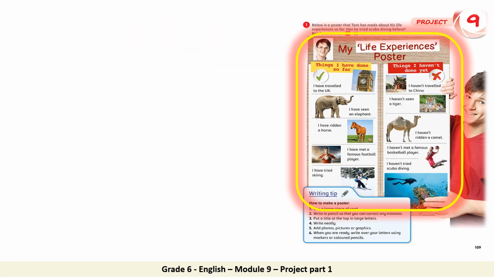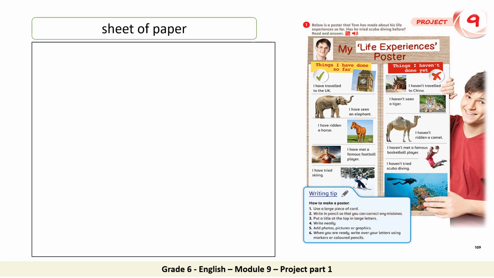Now let's go back to Students Book page 109. We will learn how to make a poster. First, we need to bring a sheet of paper and write the title for our poster as in the Students Book. My Life Experiences poster in the middle of the sheet. Next, you will add a photo if you like.